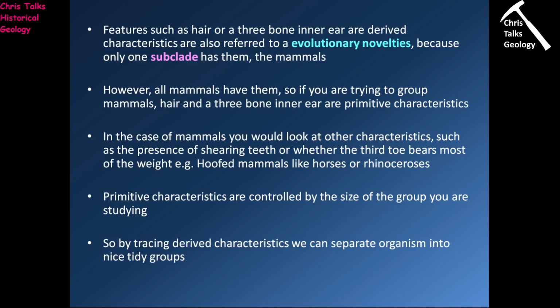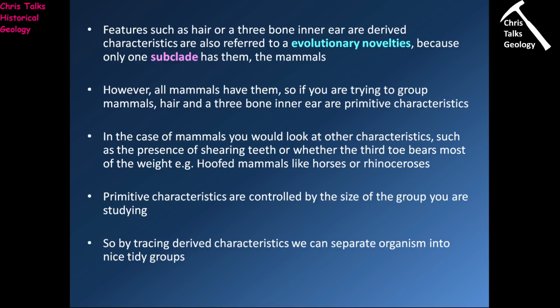However, all mammals have hair and a free-boned inner ear. So if we're just trying to classify mammals, then using hair and a free-boned inner ear isn't going to work because all of them have that feature, and therefore it would be considered a primitive characteristic. So if we were actually trying to classify mammals, we would look at other characteristics such as the presence of shearing teeth, or whether the third toe bears most of the weight. So that would be something that hoofed animals like horses and rhinoceroses possess.